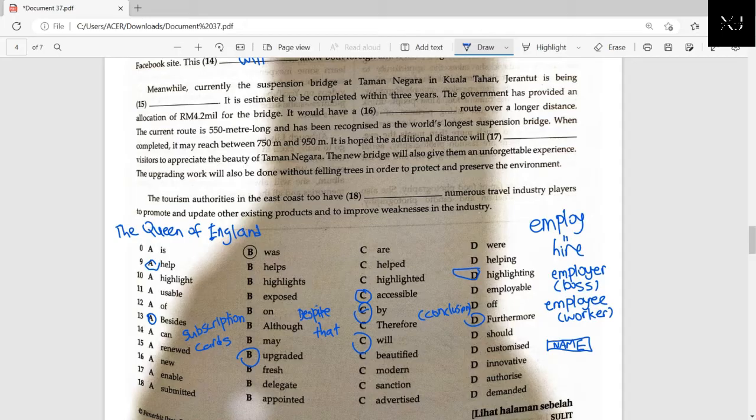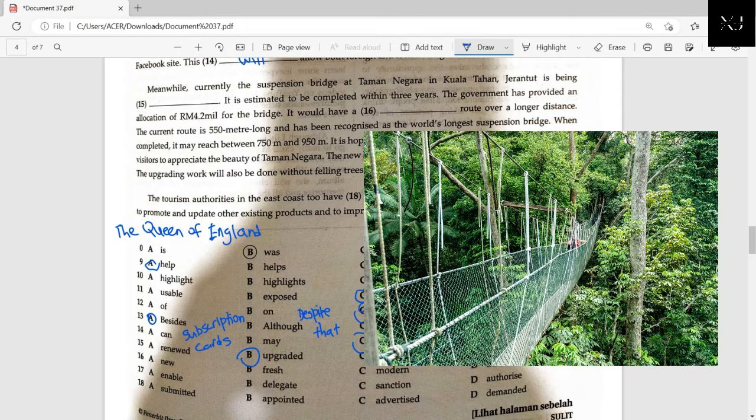So a suspension bridge, I will put a picture right now. This is what it looks like, and this is the suspension bridge at Taman Negara in Gerantau. You can see that it's not a bridge that's built on the ground. It's suspended in the air like that. Alright, let us continue.